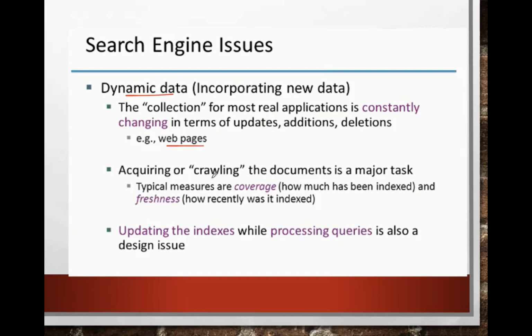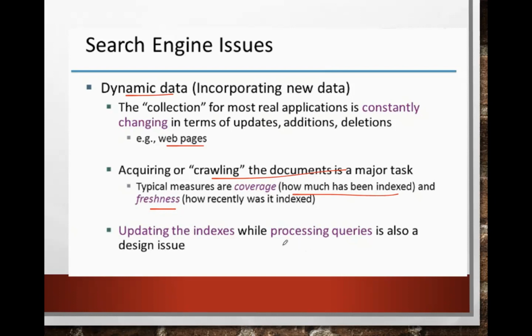And crawling the documents is again a difficult task because here they need to take care of the coverage. That means how much data has been indexed in this table. And they need to consider freshness also, how recently the table was indexed. Okay. So here, with the help of a search indexer, search results are quick and precise, mainly when data sets are large. So that is the importance of the indexer, right?